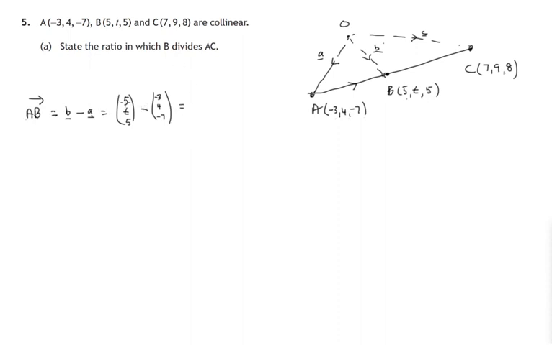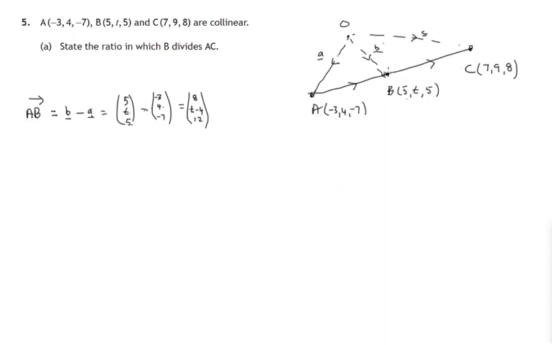So let's work this out. 5 minus -3, that's the x component, that'll be 5 plus 3, 8. The y component, t minus 4. 5 minus -7 is 12. So components of the journey travelling from A to B are 8, t minus 4 and 12.